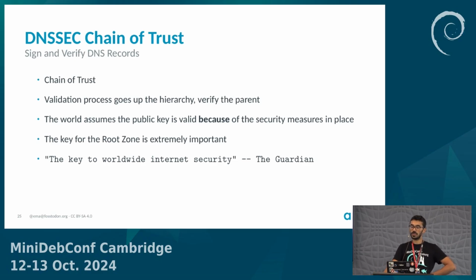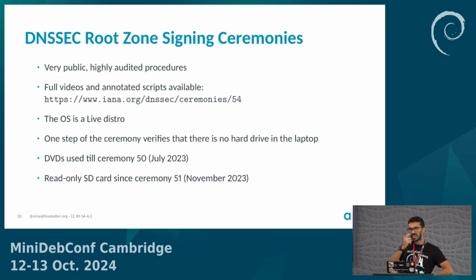The root zone is maintained by IANA, and we trust them because they have a ton of great security measures in place when generating keys and when using them. The Guardian called those keys the key to worldwide internet security. They are definitely very important. So what are these security measures that they have in place? You guessed it, they use Debian Live.